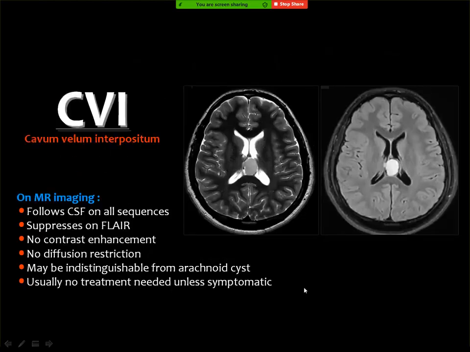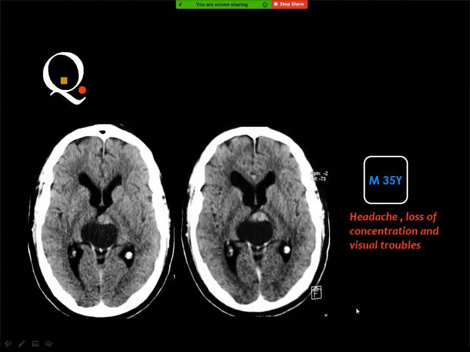Sometimes this lesion contains proteinaceous material and may appear somewhat bright, as you can see here, but it will not show contrast enhancement, and will not show diffusion restriction. It looks like a colloid cyst. Yes, but this is not the classic place. Yes.